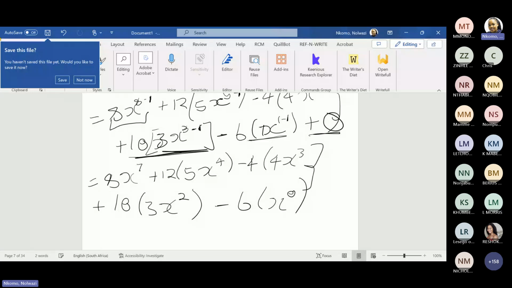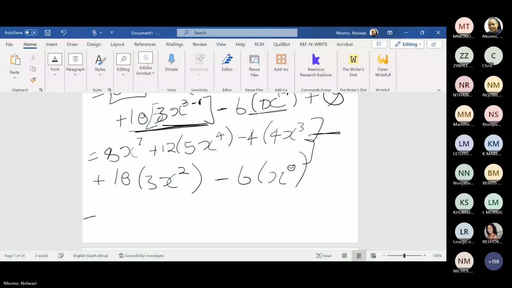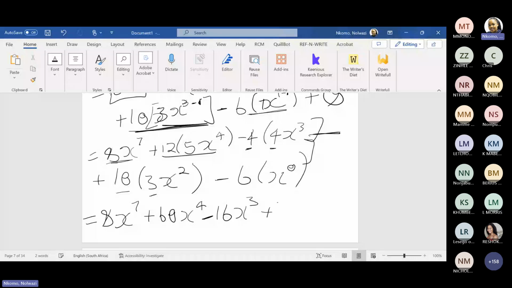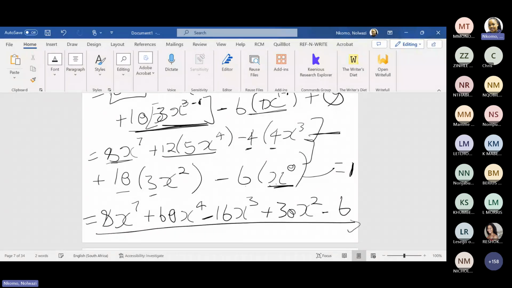Again, you simplify further. We have 12 times 5, that's 60, so plus 60x to the power 4. We have minus 4 times 4, minus 16x to the power 3. 3 times 10 gives plus 30x squared. We said x to the power 0 is the same thing as 1, so we have minus 6 times 1, that gives us minus 6. And you can leave your answer like this. It's fine. Do we have questions before we move on?